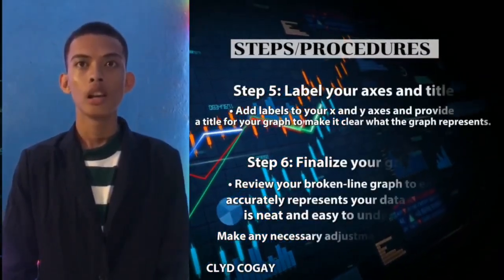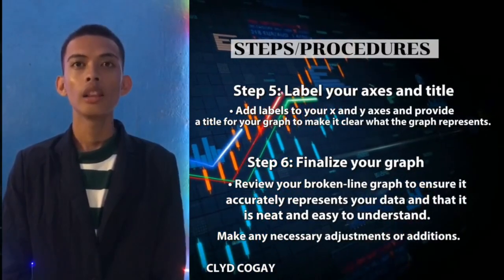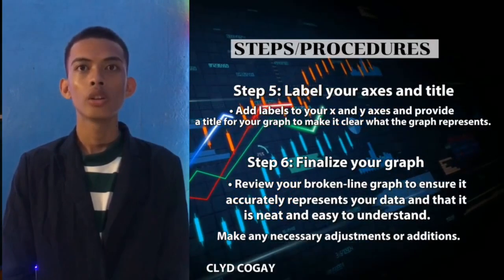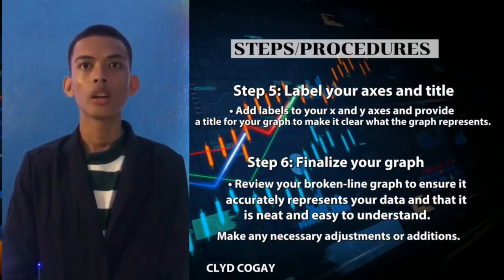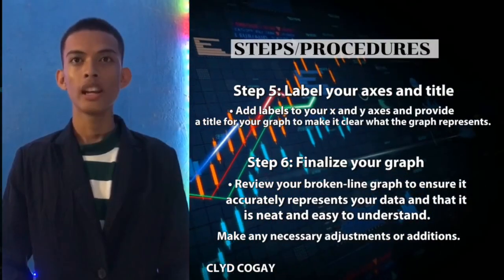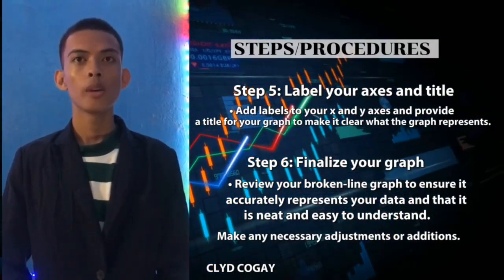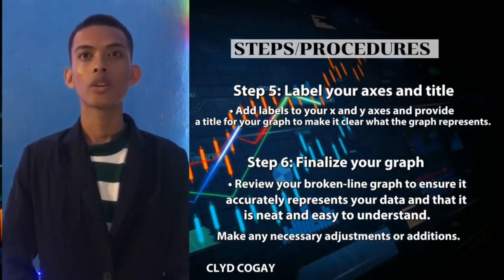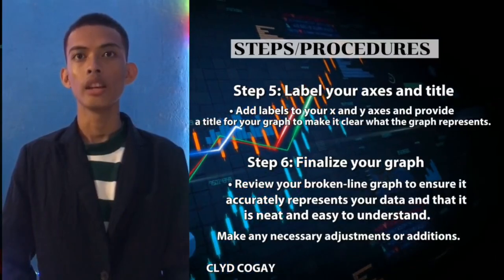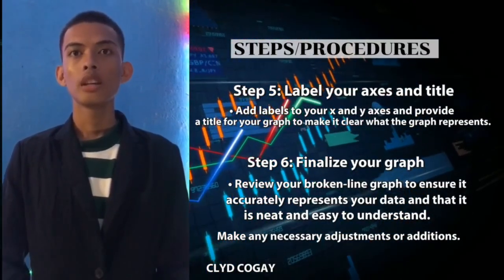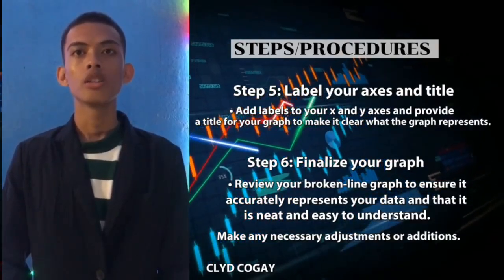Step 5, label your axes and title. Add labels on your x and y axes and add a title to your graph to make it clear what the graph represents. Step 6, finalize your graph. While finalizing your graph, review your broken line graph to ensure it accurately represents your data and that it is neat and easy to understand, and make any necessary adjustments or additions.